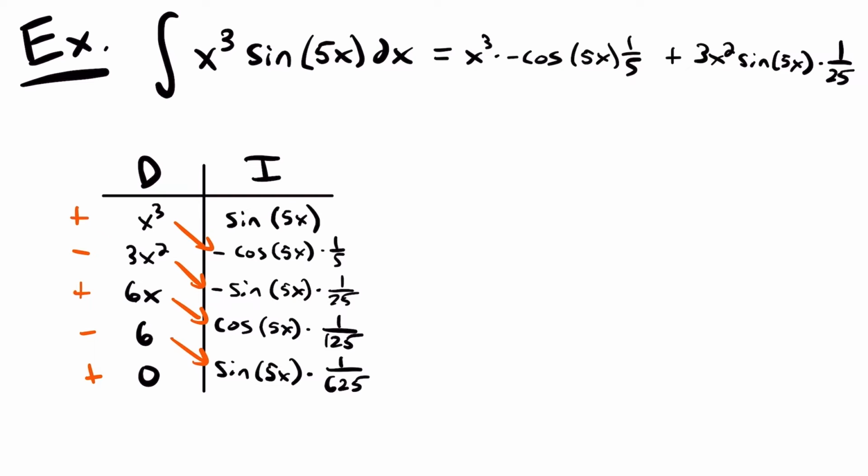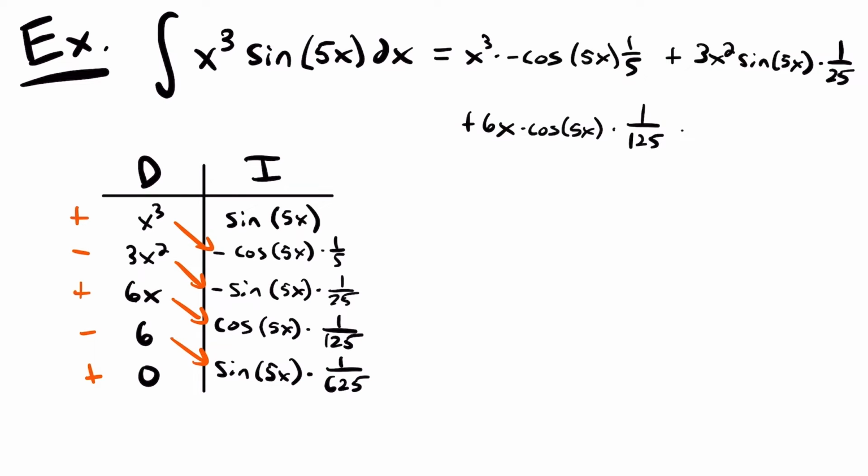And then our next term I will write down here, and that will be equal to positive 6x times cosine of 5x times 1 divided by 125. So we'll have plus 6x times cosine of 5x times 1 divided by 125. And then our last term will be negative 6 times sine of 5x times 1 divided by 625.